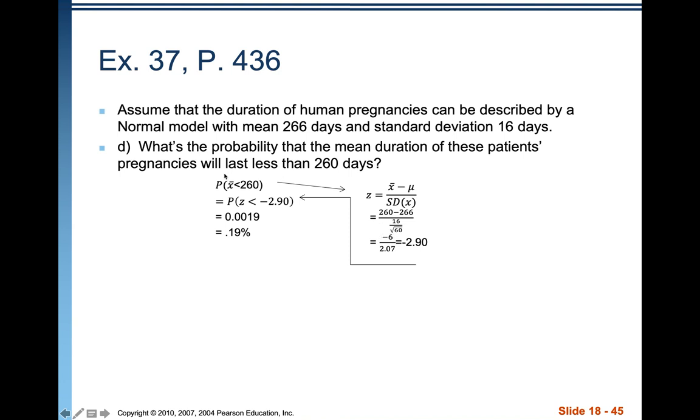I'm sorry about that. So our probability that the sample mean is less than 260, we find our z-score. So our sample mean minus our population mean, 260 minus 266, divided by the sampling distribution standard deviation. So the original standard deviation 16 divided by square root of 60, and we get negative 6 over 2.07, which is negative 2.90. So saying we want the probability of X bar is less than 260, we have the probability that Z is less than negative 2.90, and we get 0.0019 or 0.19%.